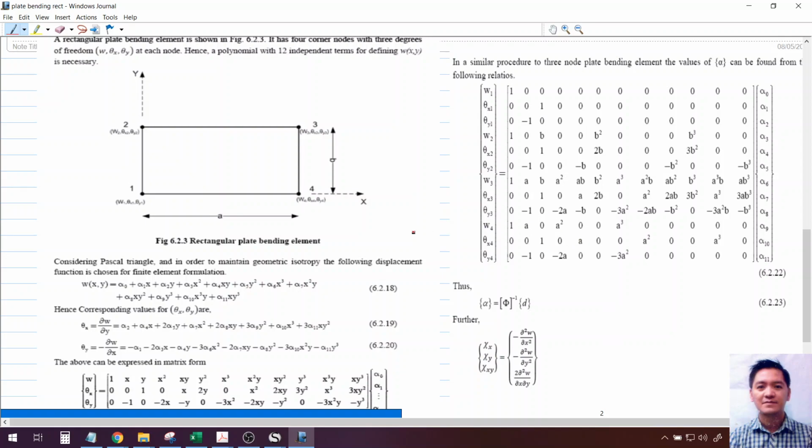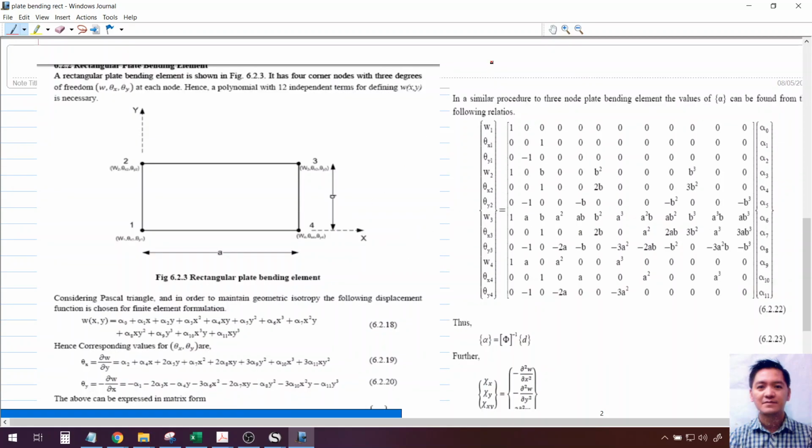Okay, so this time, after plane stress, let's talk about plate bending. Here I'll be using a rectangular element. So what is a rectangular plate bending element? It is shown in the figure.